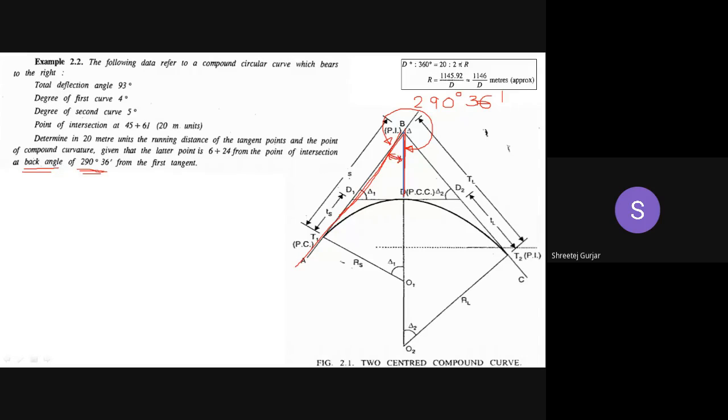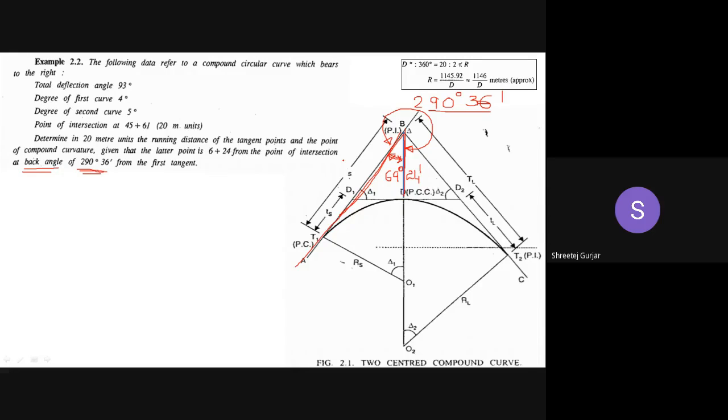What is this internal angle? It will be the total 360 degrees minus this 290 degrees 36 minutes. Can anyone calculate and tell me the value of this angle? 69 degrees 24 minutes. Okay, so the internal angle is 69 degrees 24 minutes.